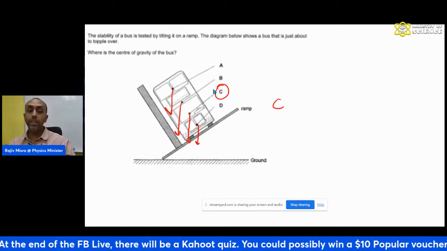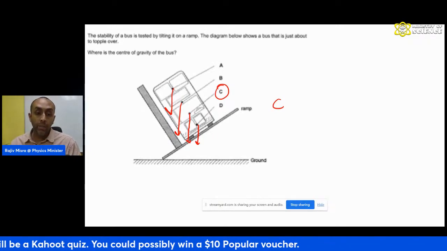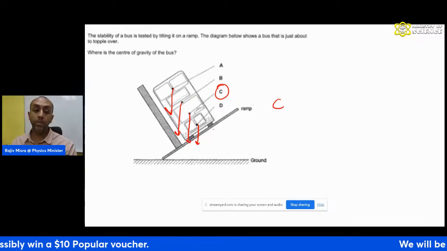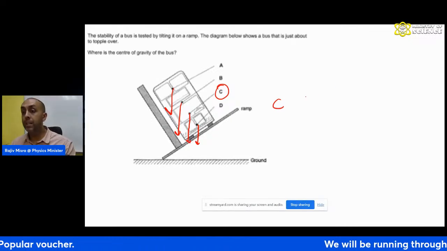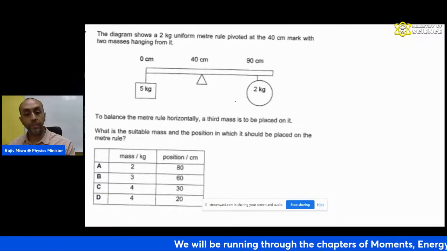Because what a lot of students I find them doing is that they make that mistake where they think that it will be the one between both tires, but it has to be at the corner of the tire. That is what makes it about to topple over.